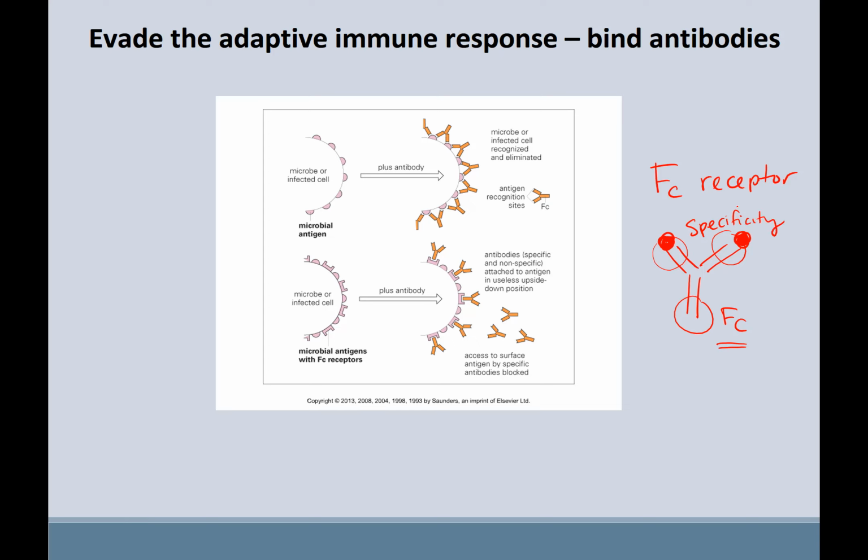So this diagram here is showing you a microbe that has made this FC receptor so that it's actually binding the antibodies backwards. So now the antibodies can't go and attack it, right, like it normally would, to tag it and then signal an immune cell. So they're basically sequestering, sucking up, binding up all the antibodies so that the antibodies cannot tag them.